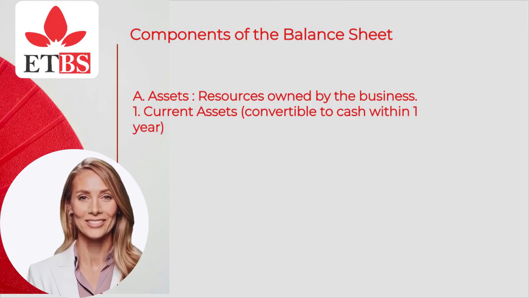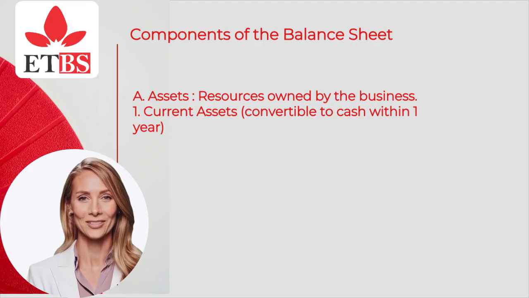The balance sheet is typically divided into three sections. A. Assets. Resources owned by the business. 1. Current assets, convertible to cash within 1 year. Cash and cash equivalents, accounts receivable, inventory, prepaid expenses, short-term investments. 2. Non-current assets, long-term use, not easily liquidated. Property, plant and equipment, PP&E. Long-term investments, intangible assets, e.g. patents, goodwill, deferred tax assets.